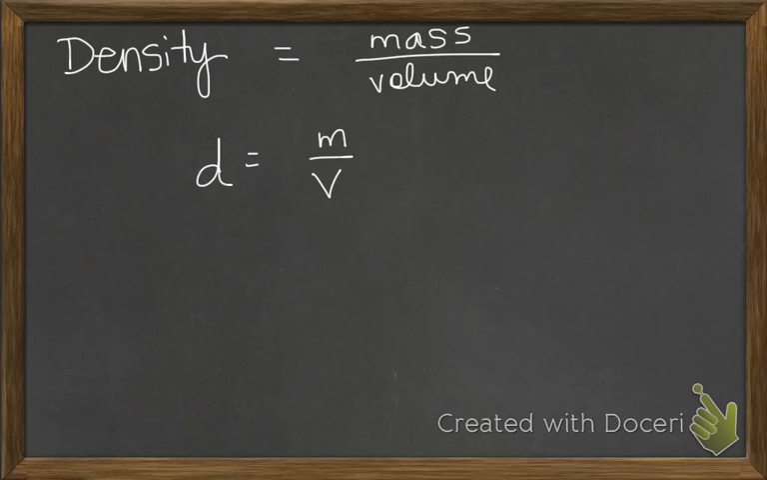Densities are intensive properties. They do not change with amount. Because as you increase the amount, you would increase the mass and you would increase the volume likewise. Therefore, the ratio of the mass to the volume will stay the same.